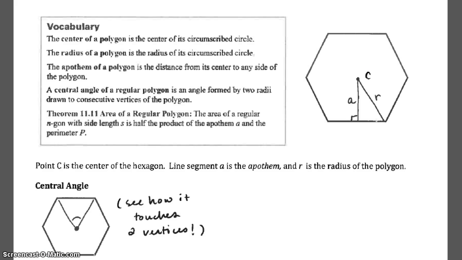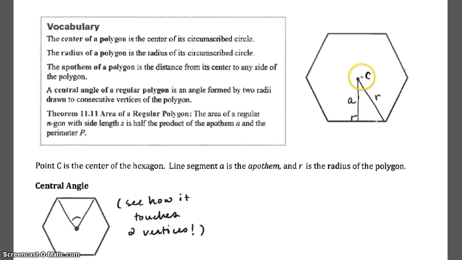So if you go to your 11-6 notes in your note packet, they look like this. And remember, you can always pause or fast forward or rewind this video if you need to. If you go to this page, it's got all the vocabulary that you will need to know to find the area of these regular polygons, okay? So here's a picture. In this case, we've got a hexagon because it has 6 sides.